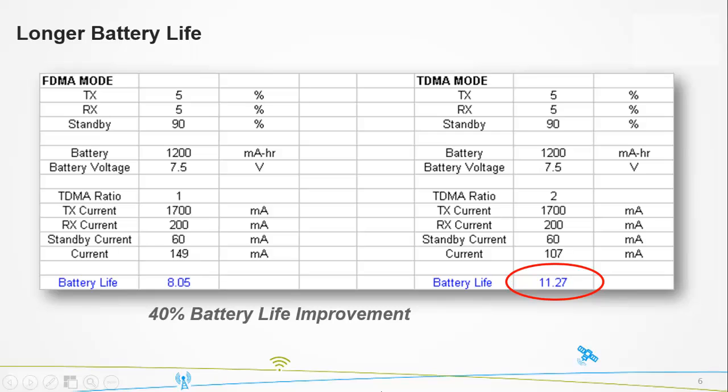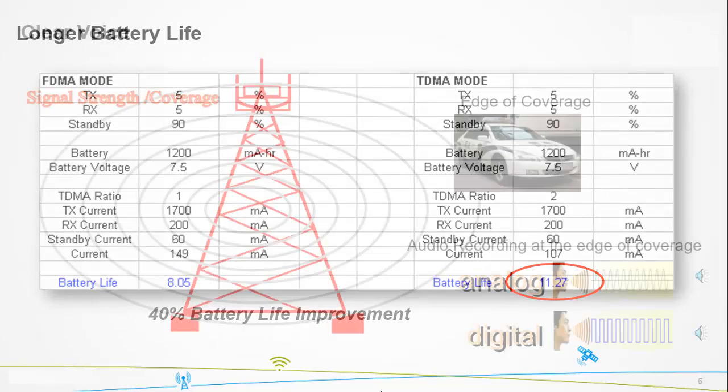Theoretically, it has a 40% battery life improvement, but of course, this is just in theory. In actual use, there are a lot of factors that affect battery life, such as temperature, the battery cycle, heat, etc. But I think it's safe to say that digital radios are more power efficient than analog radios.